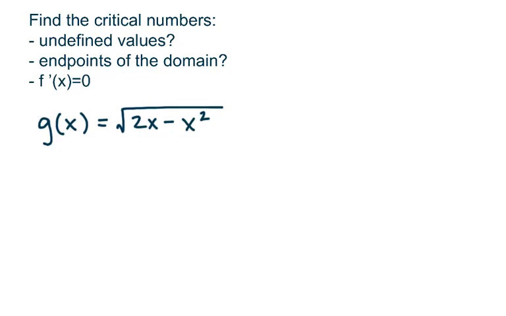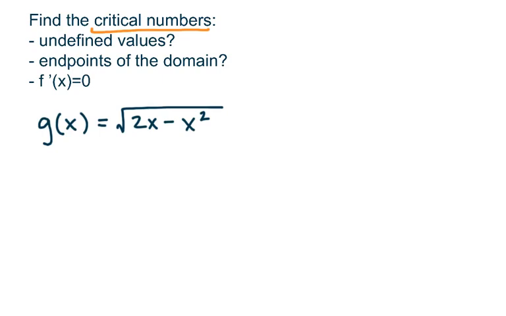So we have another example we're going to work on here, and we're going to find our critical numbers. And as we said, we need those critical numbers to determine max and min and absolute extrema. Okay? The critical numbers we know occur at undefined values, endpoints of the domain, and where the derivative is equal to 0. So we're going to be looking at all three of those things to list our critical numbers.